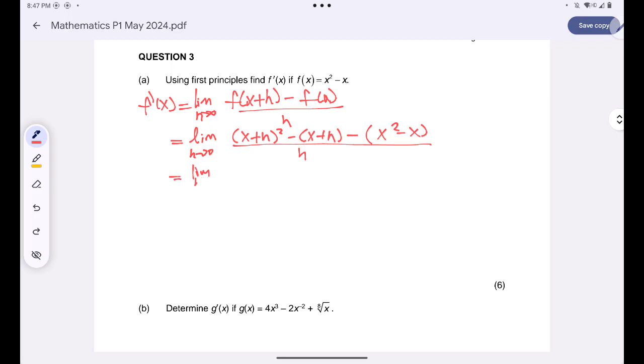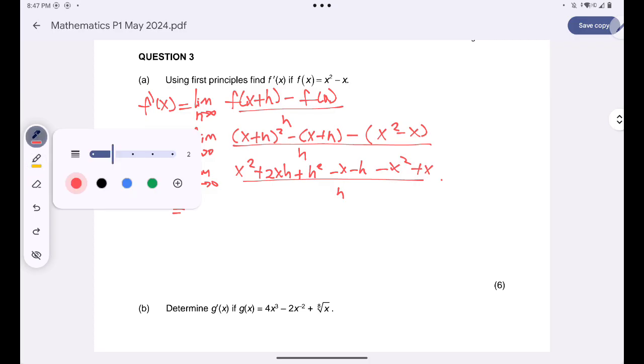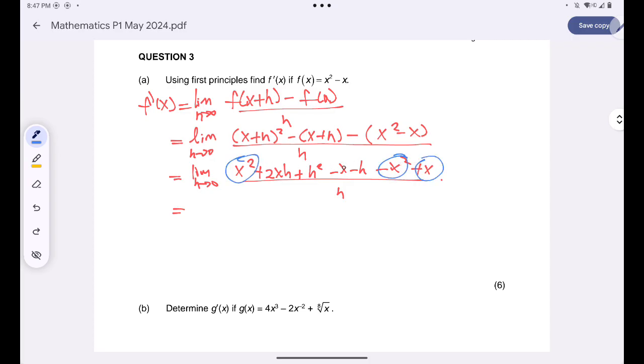So I'll simply have limit as h approaches 0. I'll have x squared plus 2xh plus h squared. I'll have a minus h and minus x there, and I have minus x squared and a positive x all over h. Then all I need to do is to subtract the like terms, right? This will subtract with this one, and this one will subtract with that one. Then I'll be left with limit as h approaches 0 of 2xh plus h squared minus h all over h.